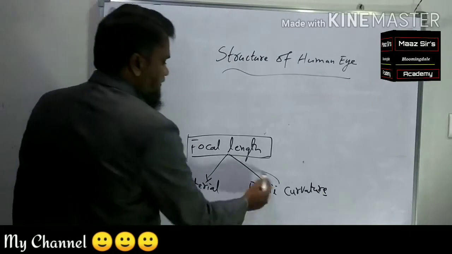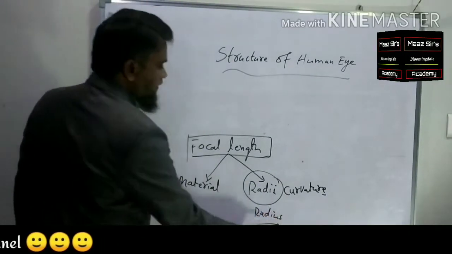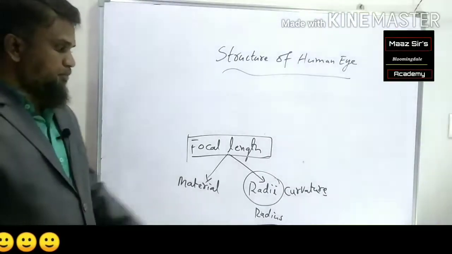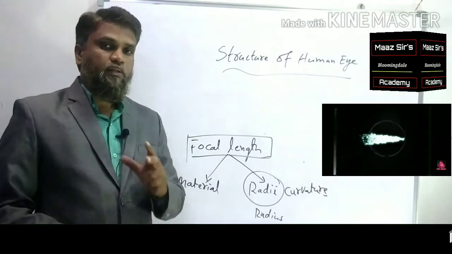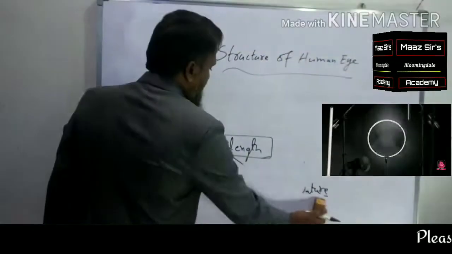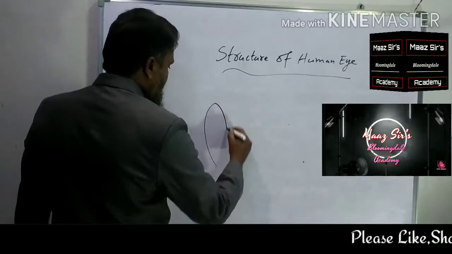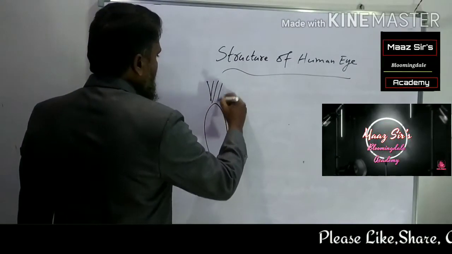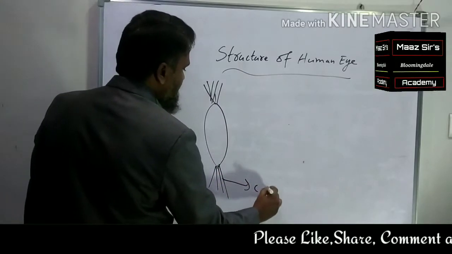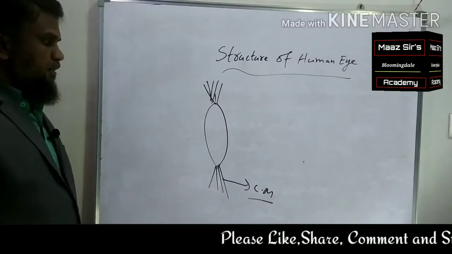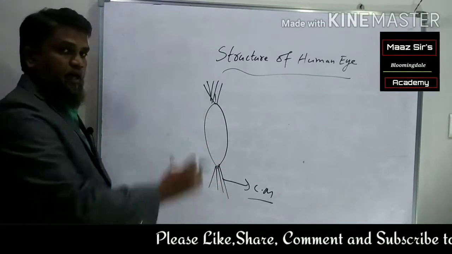So radii, radius is singular and radii is plural. So as I said, in a lens we have two radii of curvature. Now we will go into the further explanation of how it is happening. Lens is attached to the ciliary muscles. These ciliary muscles, what happens? They will contract or expand.